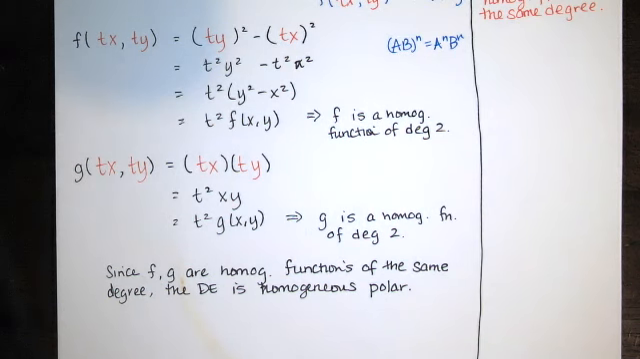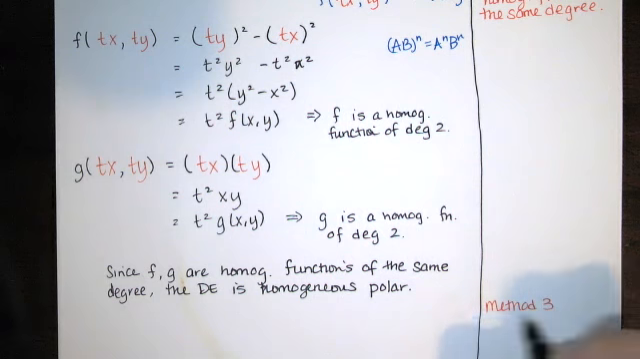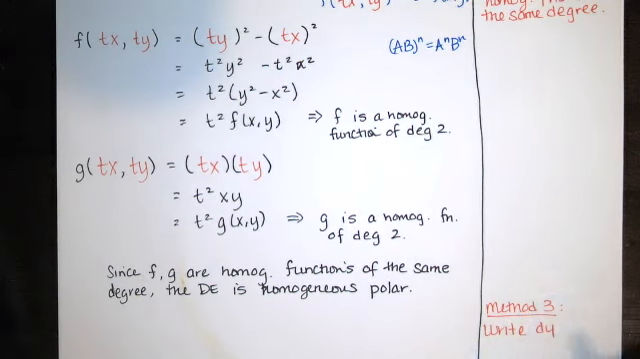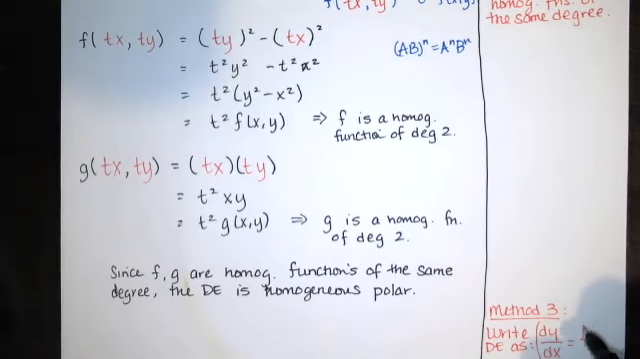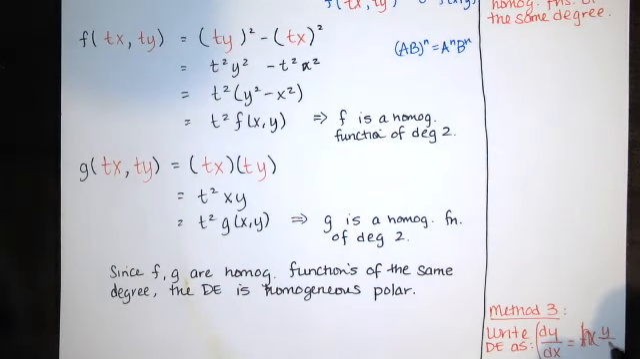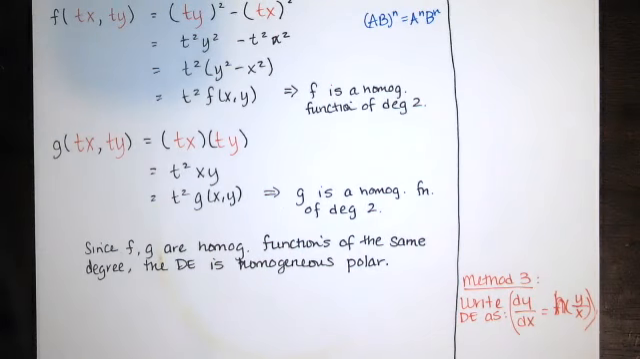That's the first method. For the second method, or actually with our list of 3 methods, the third method, we want to write the differential equation as dy over dx equals some function, we'll call it h of y divided by x. It could also be x divided by y. Either one would be fine.